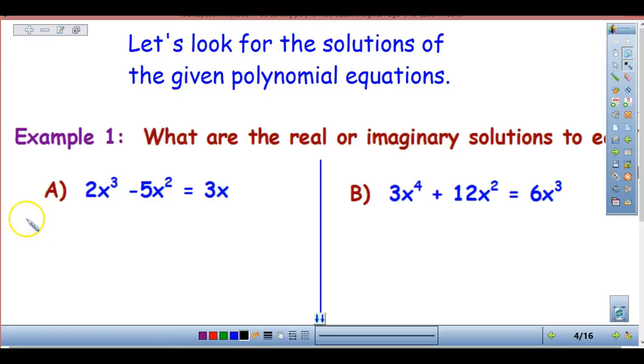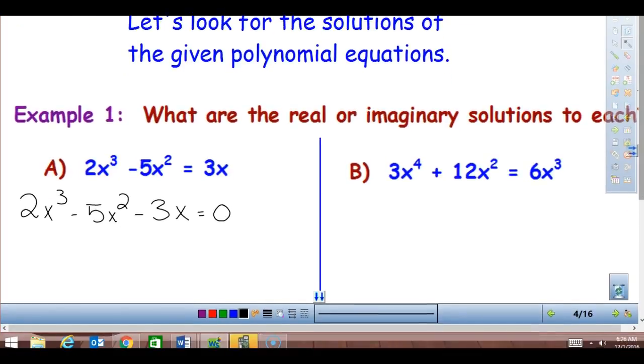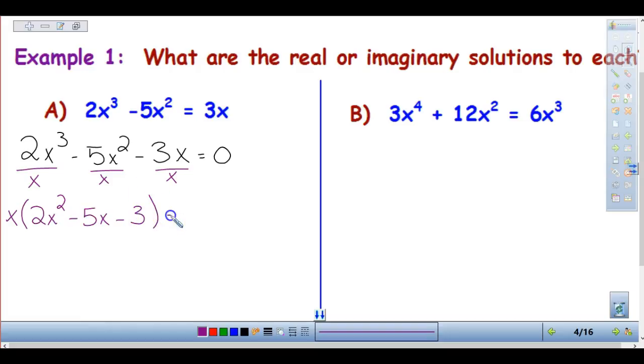So here, remember, we need to move the 3x over, so it equals 0. So we have 2x cubed minus 5x squared minus 3x, that will equal 0. So now as we go through this, we have to first look, can we take something out? And yes, we can take the x out. So that's what we're going to do first. So I'm going to divide everything by x. So now I have the x out here, and I'm left with 2x squared minus 5x minus 3. I could not take a number out or a constant because they didn't have anything in common.